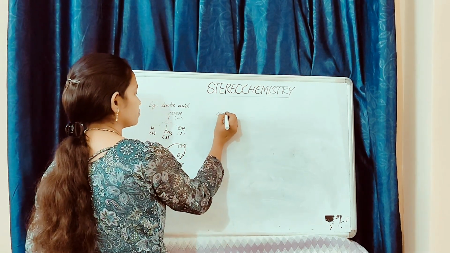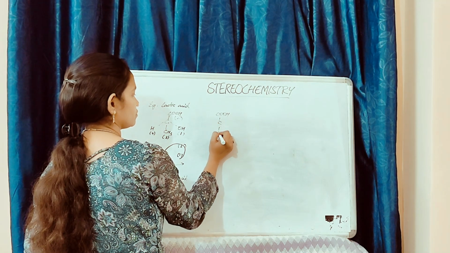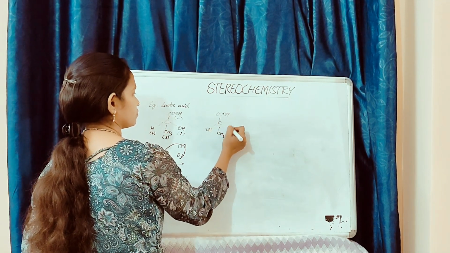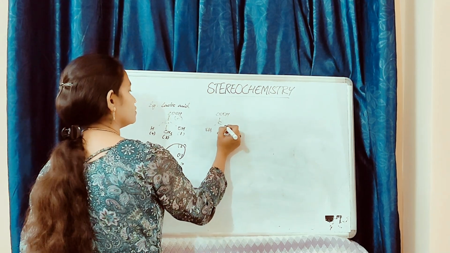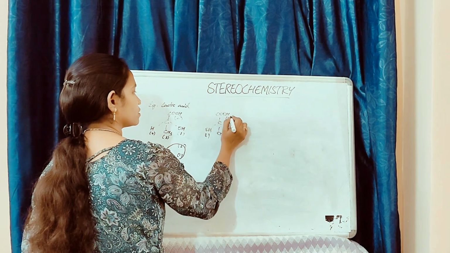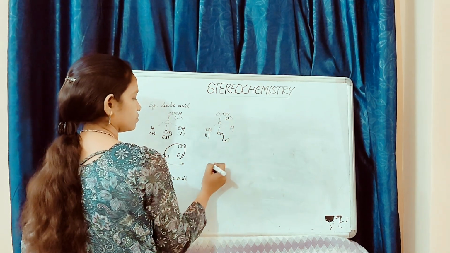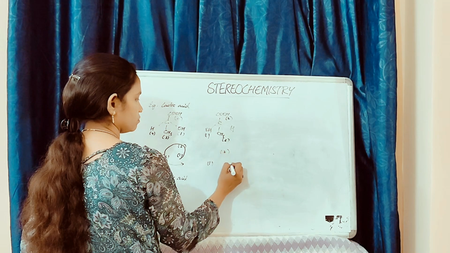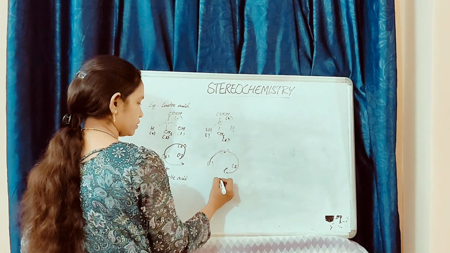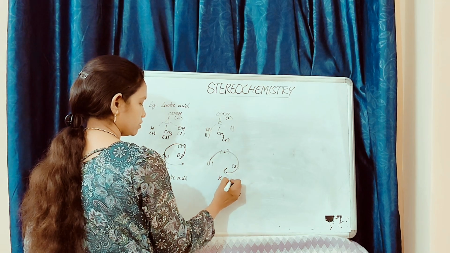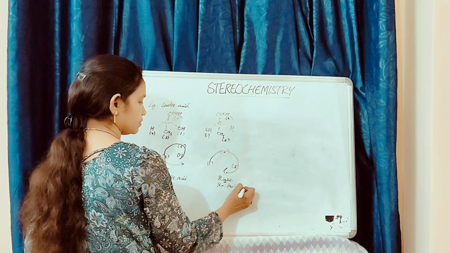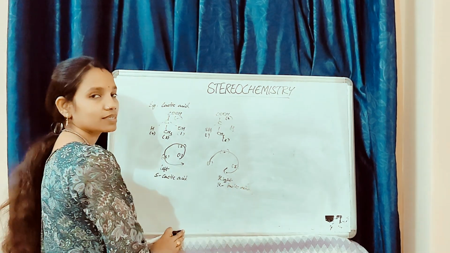You see for R configuration, hydroxyl 1, carboxyl 2, 3. You see it is going towards right. It is R lactic acid. Is it clear?